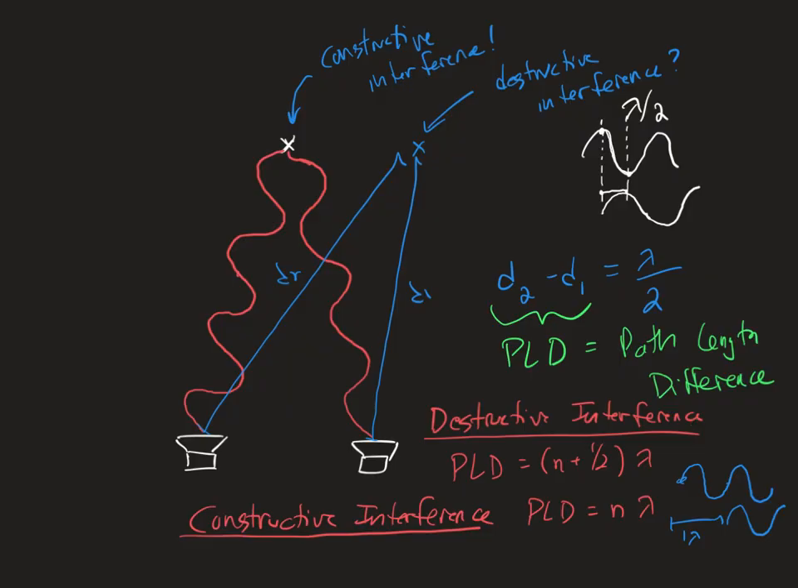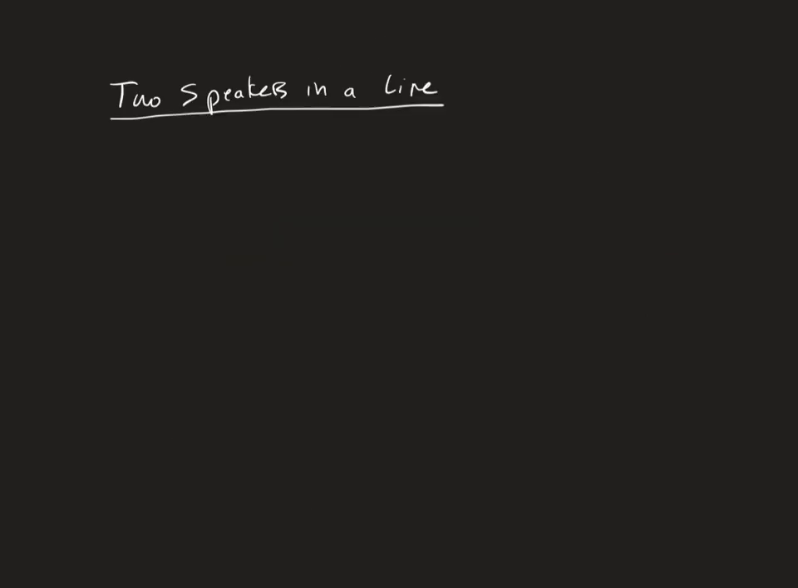Now let's do a simple problem. This is going to be two speakers in a line. So instead of a two-dimensional picture, which is what we did for the discussion of the theory, this is just going to be two speakers in a straight line in a one-dimensional situation. These two speakers are going to be emitting a sound with the same frequency, 200 hertz.